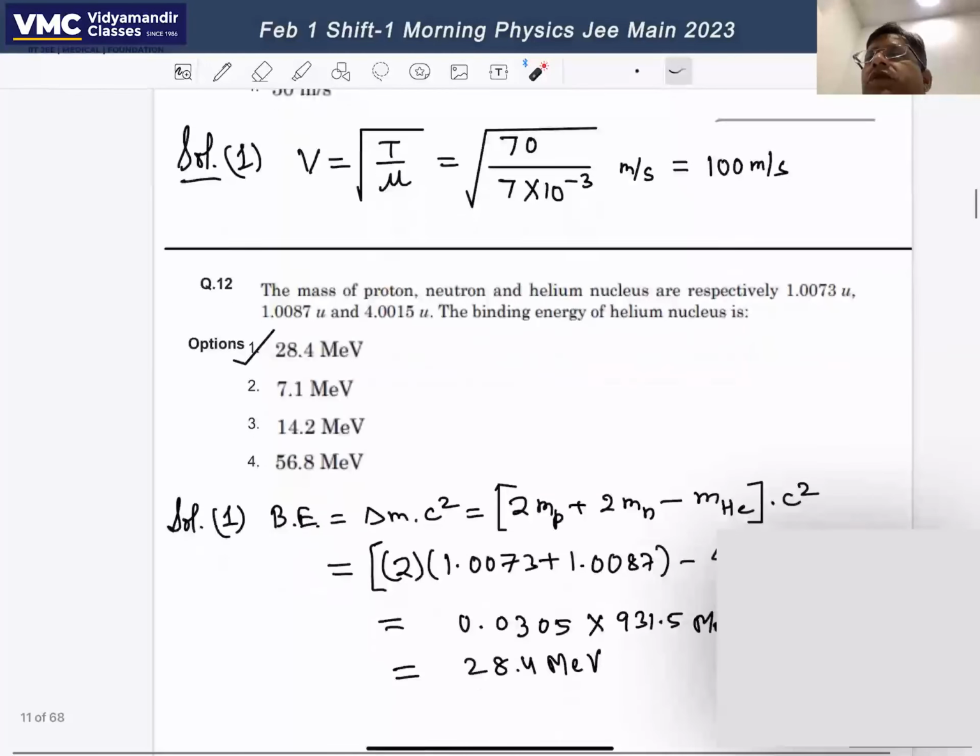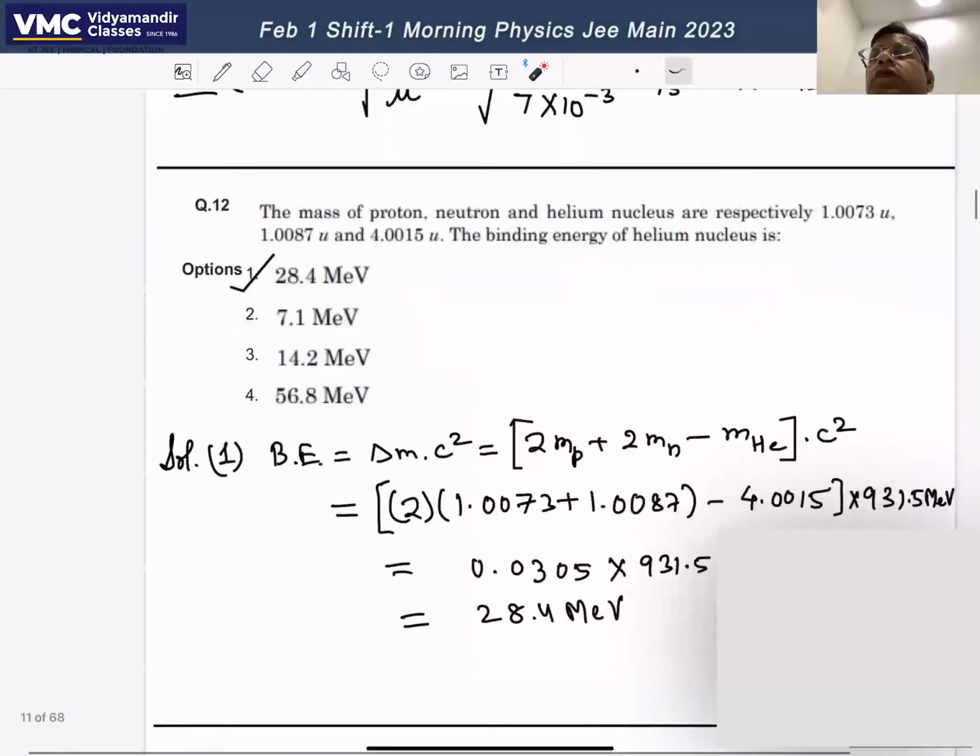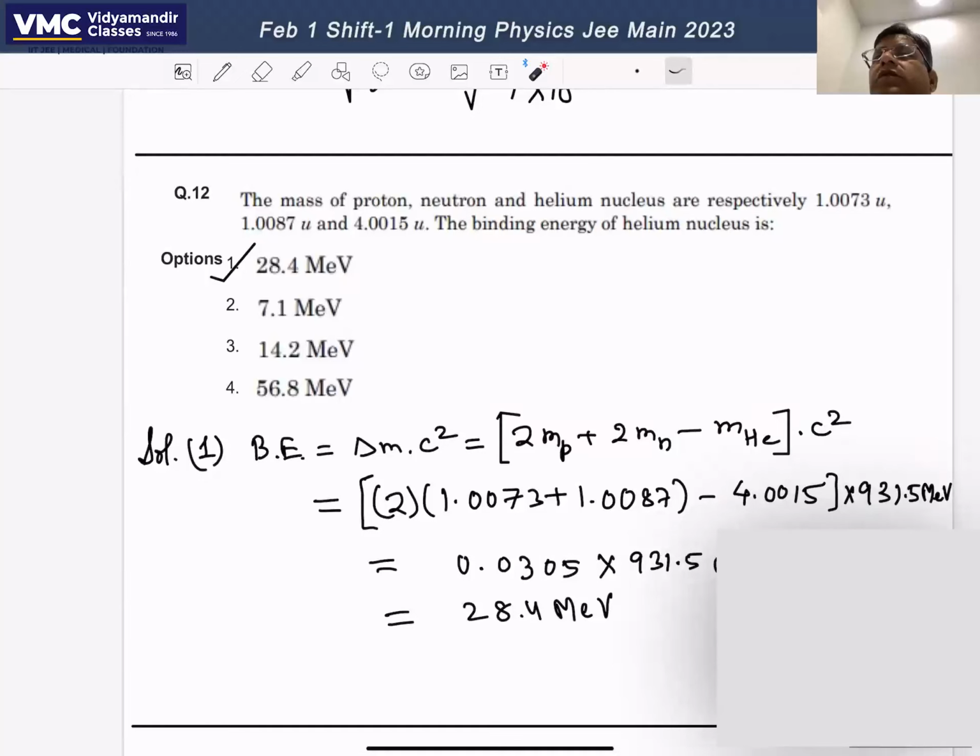In question number 12, the masses of proton, neutron, and helium nucleus are respectively 1.0073 u, 1.0087 u, and 4.0015 u for helium. The binding energy of helium nucleus is, so we have to find the binding energy.